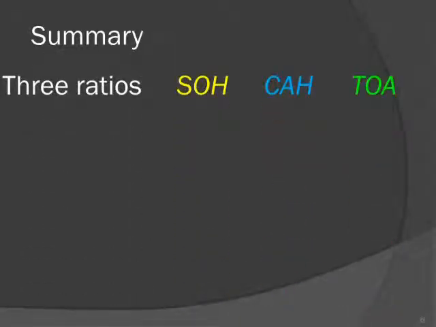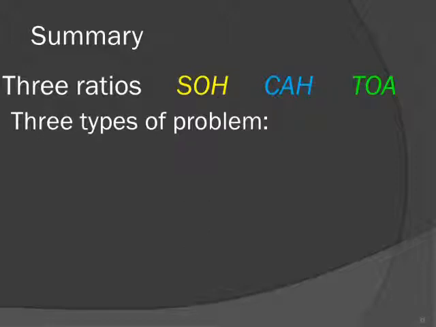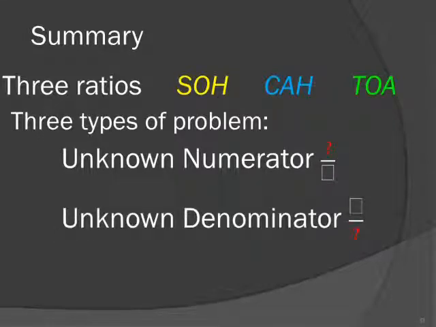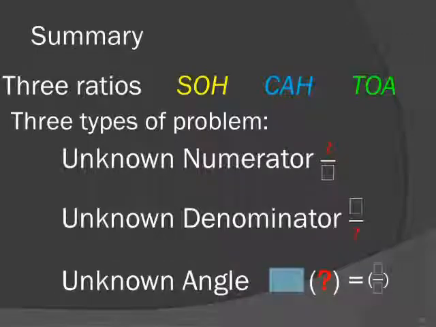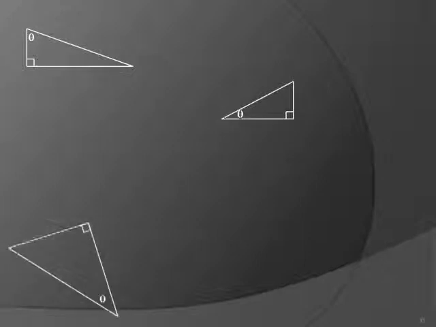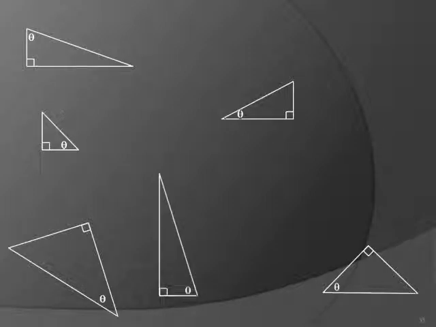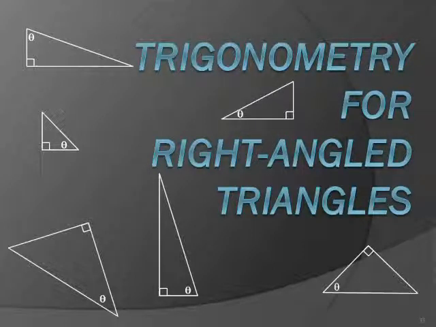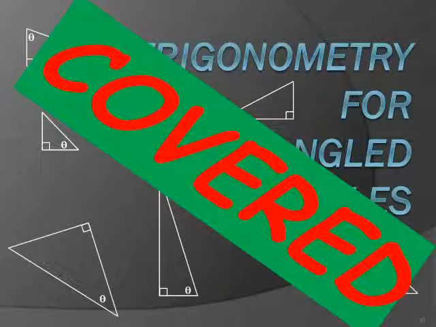Summary. 3 ratios, 3 types of problems. Unknown numerator, unknown denominator, unknown angle. So you've seen some of the trigonometry types of problems, and when you break it down into each step, identify the ratio correctly and then use the correct procedure. If you do that, you've got it covered.